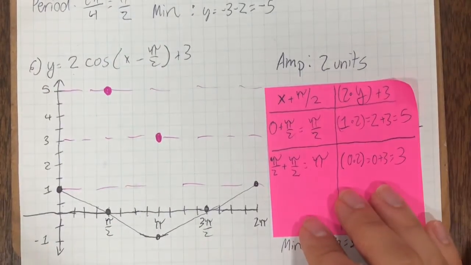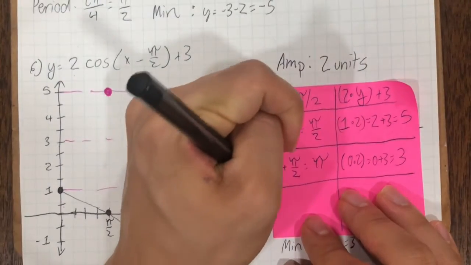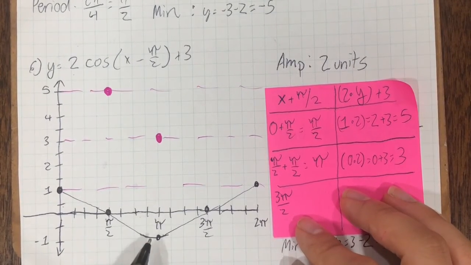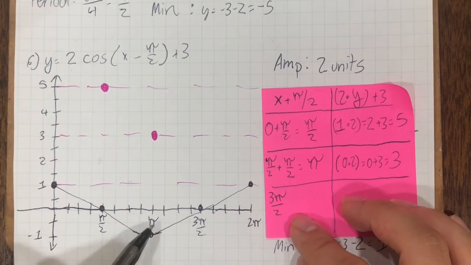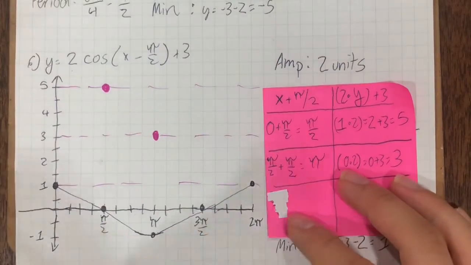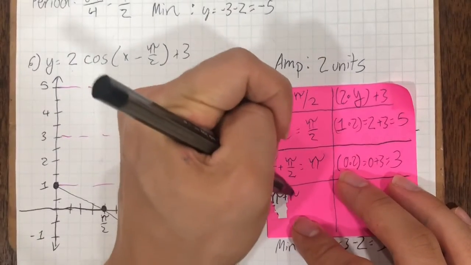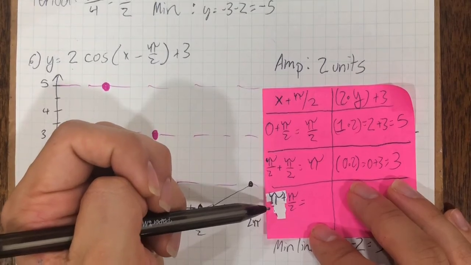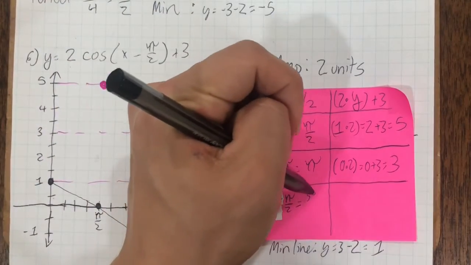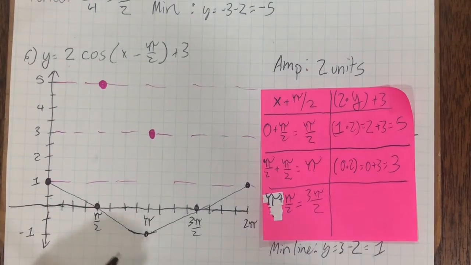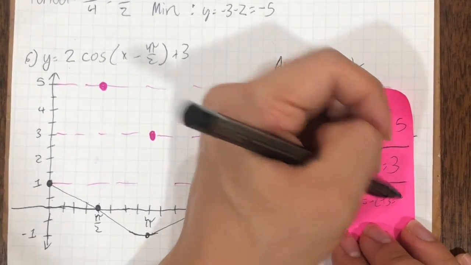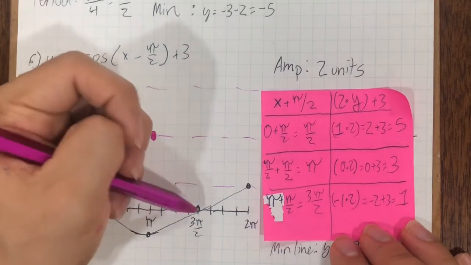All right, then I have 3 pi over 2, or actually, I skipped the pi. Let me not skip. So I have pi plus pi over 2. I turn it into a fraction with the common denominator, so pi becomes 2 pi over 2. Then 2 pi over 2 plus pi over 2 gives me 3 pi over 2. Originally the Y value was -1. Multiply that by 2, I get -2. Add that to 3, I get 1. So now I'm at 3 pi over 2, comma 1.